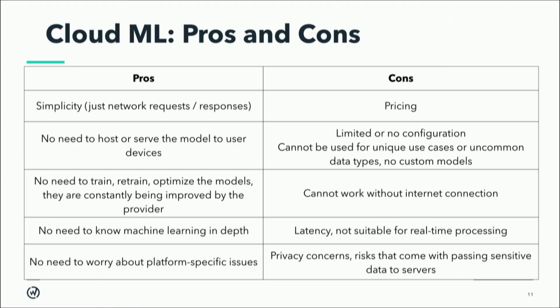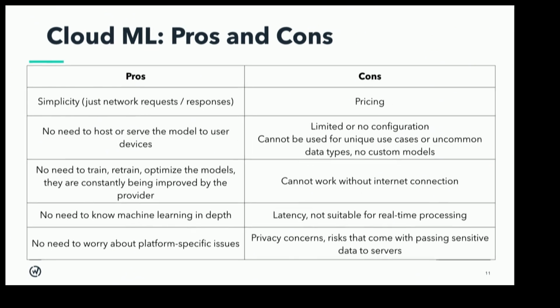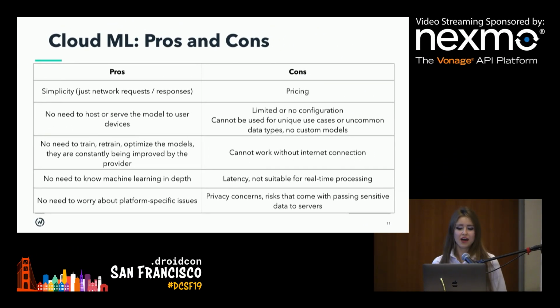The biggest cons are pricing, because usually these cloud services will be charging you for a certain number of network requests, and it can get expensive pretty fast. Another con is that a lot of times it'll be limited in how you can configure the model, and if you have some interesting specific use case or an uncommon data type, you probably wouldn't be able to find a cloud ML service that will fit your needs.